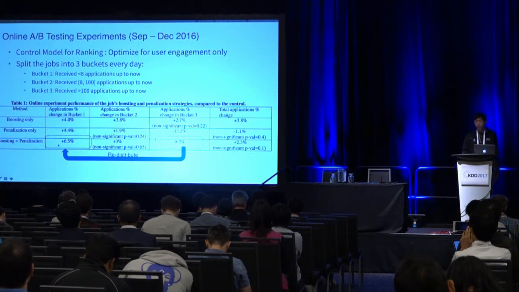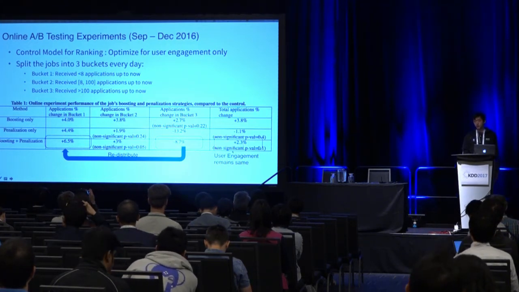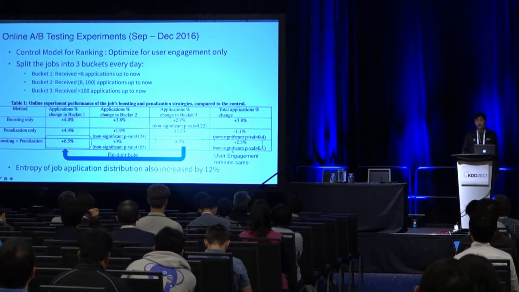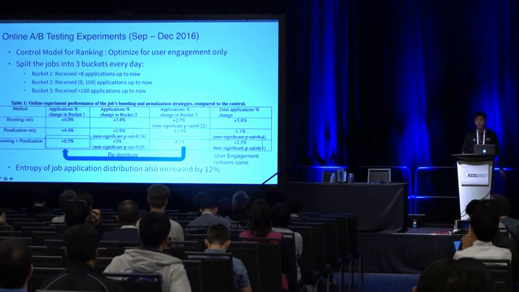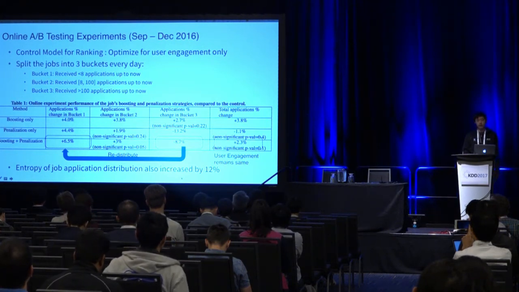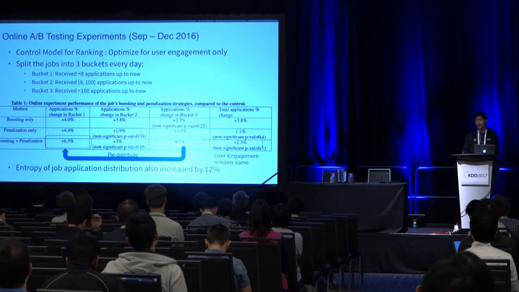The second thing I want to highlight is that the user engagement in this experiment is actually neutral. That means we are not hurting engagement by doing this, which is exactly what we want. And the third thing I want to highlight is that before and after, we looked at the entropy of the number of applications a job receives. Entropy actually increased by 12%, which means we're able to redistribute the number of applications the jobs received week over week much better. Although this is not a statistical test, this is at least something that we want to make sure happened.